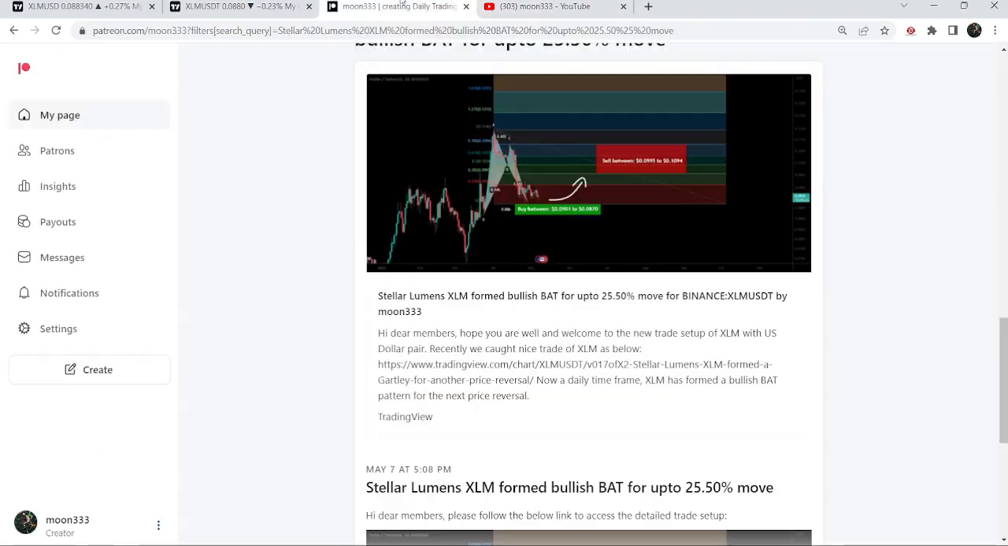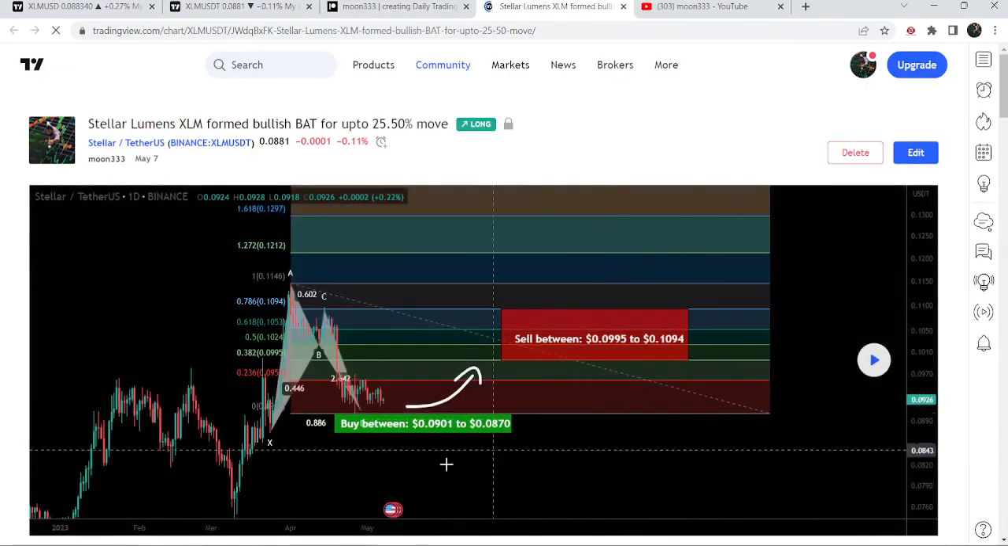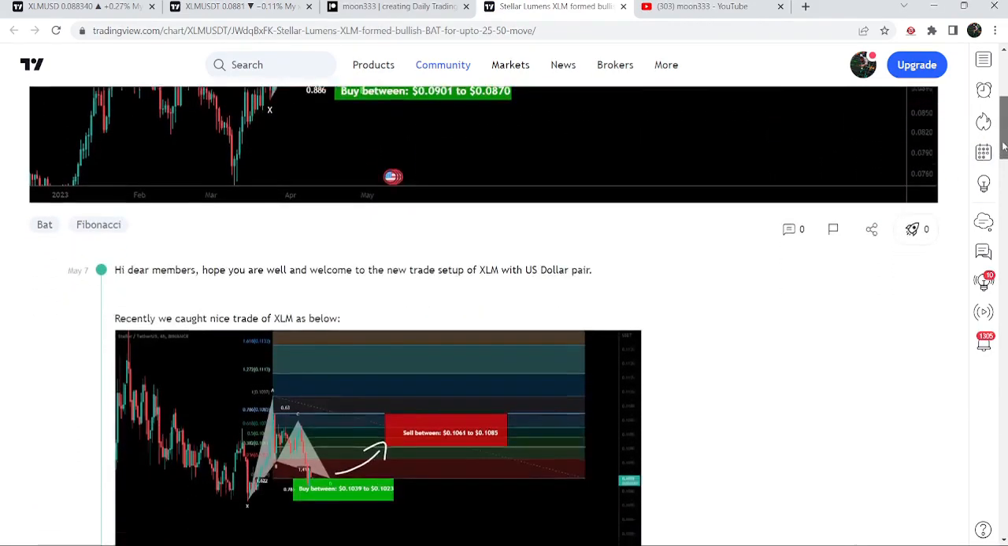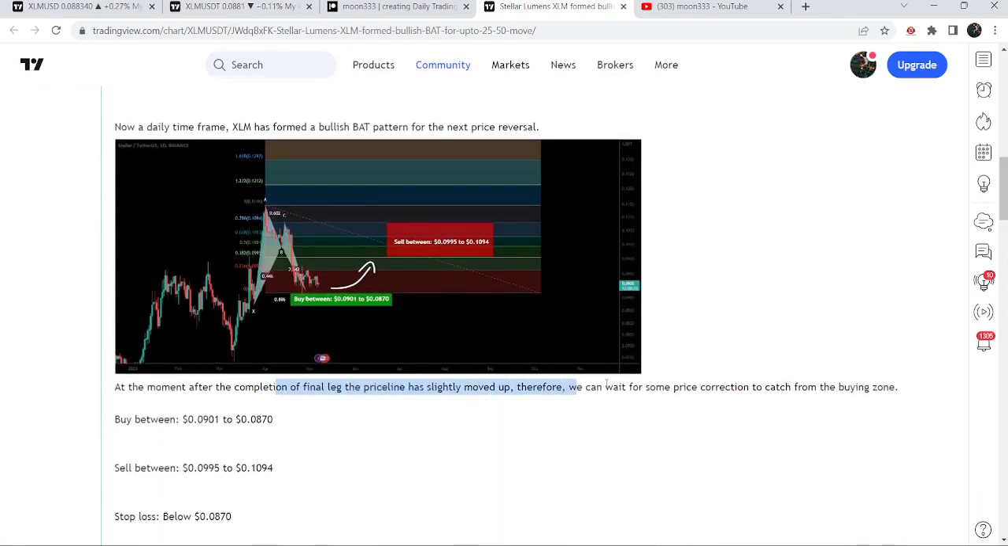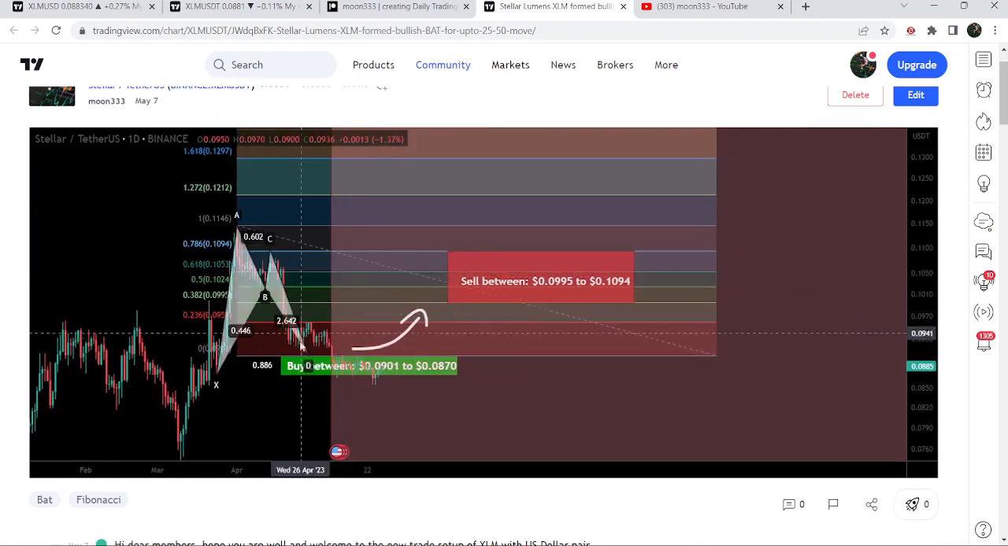And first of all, let me take you to this trade signal that I shared on 7th of May 2023 with my members. And that was a harmonic bullish reversal Bat move. And you can see after the completion of the leg, the price slightly moved up. And therefore, I told my members that we can wait for the price to drop more down. And once it enters the buying zone, then after some price correction, we can catch it from the buying zone. Now, if I play this chart, you can see that the price dropped more down and re-entered this buying zone and is still moving inside this potential reversal zone. And I'm expecting that soon it can start a massive price reversal from here.